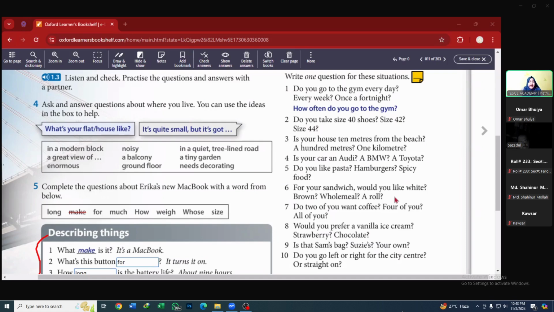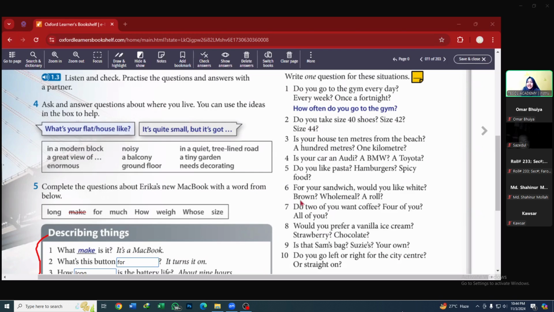Is your car an Audi, a BMW, a Toyota? What brand is your car? Very good. Excellent. What brand is your car? Or we can also say, what make is your car? We learned the same meaning of brand, right? In our previous activity. So we can say, what make is your car or what brand is your car? Very good, Mr. Sajidul. Well done.